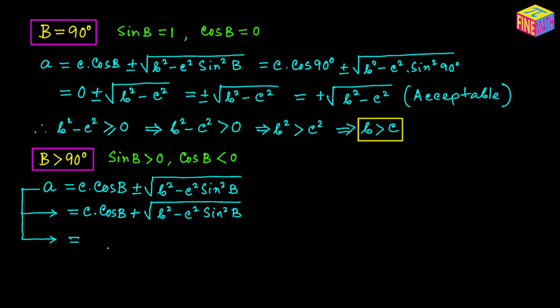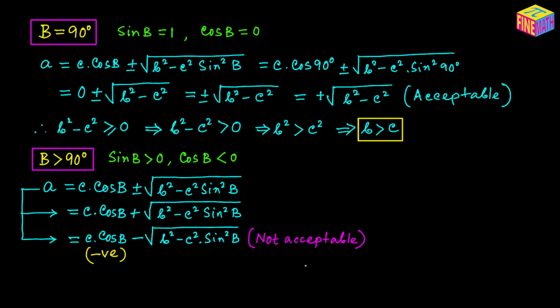The second value of a goes with the negative sign, so c times cosine of b minus the square root quantity. Now if you think about the second value, c times cosine of b will be a negative quantity, because for obtuse angle cosine of b is negative. So this quantity right here, c times cosine of b, is going to be negative. And also because of the minus sign, this second part is also going to be negative. So this particular value will not be acceptable, because a's value will become negative.